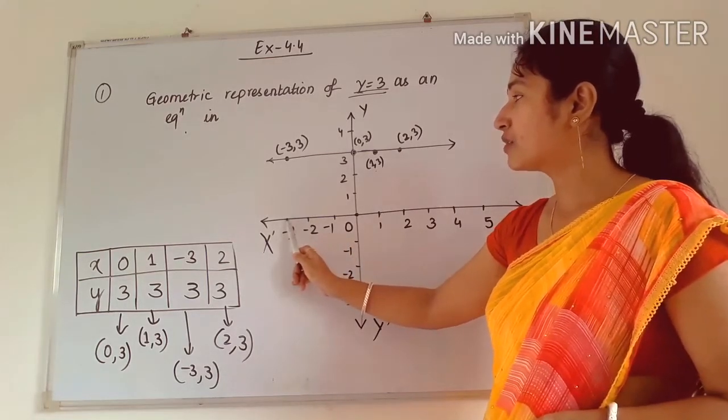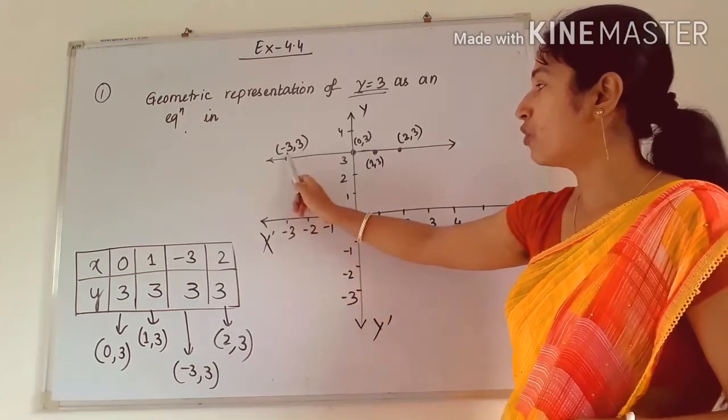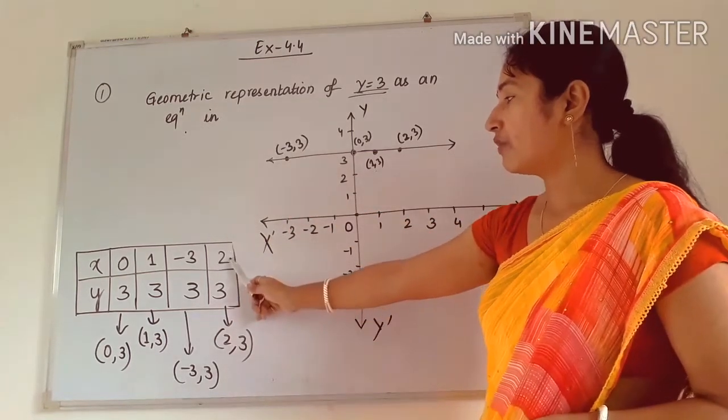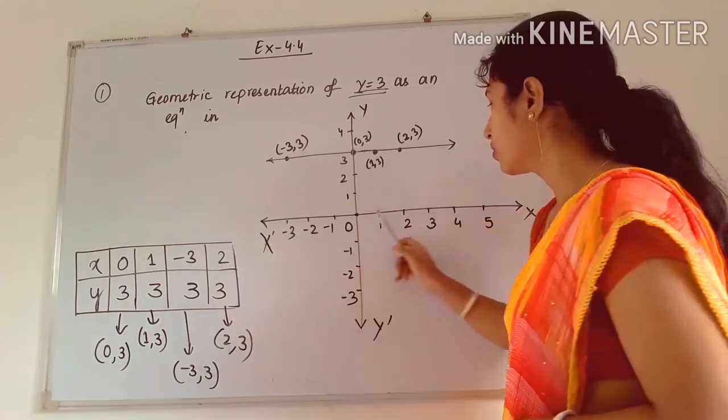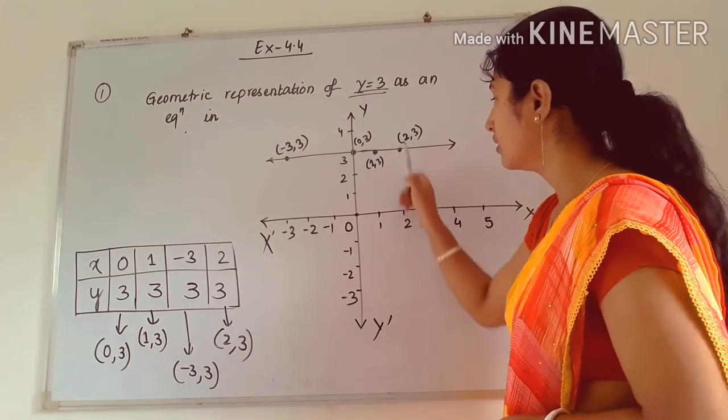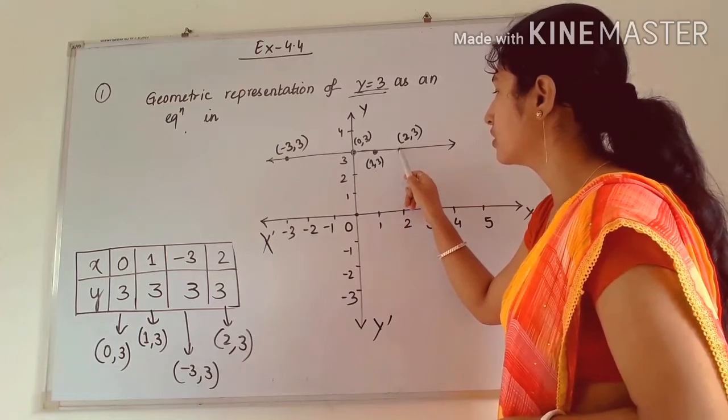Then again, 2 plus 3. The value of y is plus 3, so you have to go above. So this is (-3, 3). Next, the value of x is 2, then y is 3. So here x is 2, and next y is 3. We have to go in the upward direction, so say this one.